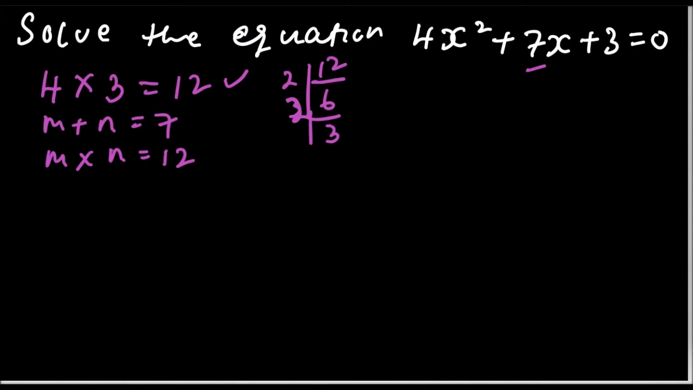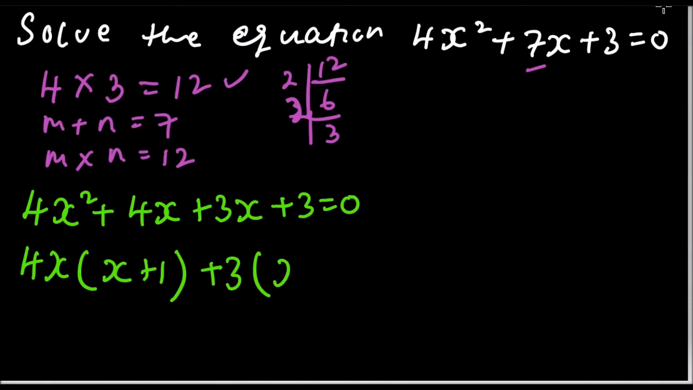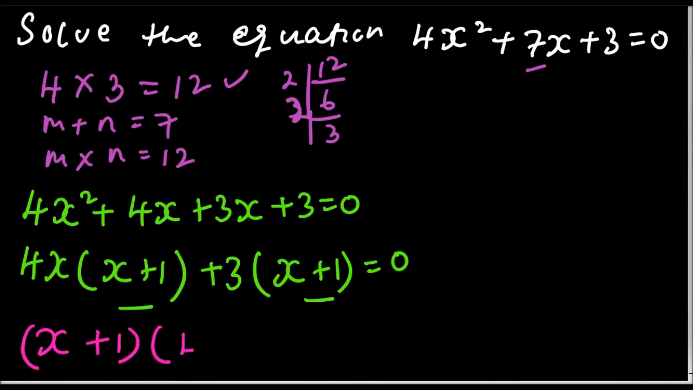So we are going to rewrite our expression and say this is 4x squared plus 4x plus 3x plus 3 is equal to 0. So when you write like that, here you can factor out 4x, you will be left with x plus 1. Here you can factor out 3, you will be left with x plus 1. Factor out x plus 1, and you will be left inside the other bracket with 4x plus 3 is equal to 0.